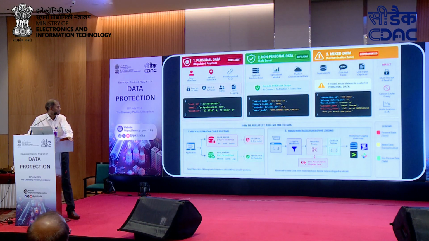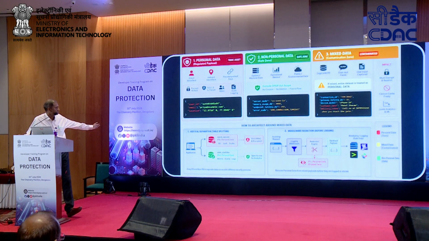Now the second, technically speaking, how we can architect our solutions around mixed data. One of the options, shown on the left-hand side, is a vertical separation, that is, table splitting. In relational database systems, as you might be aware, you can split a separate table and maintain the PII data in that separate table, like authentication tokens, profiles, email IDs, phone numbers, etc.